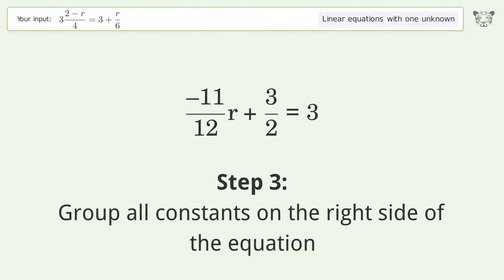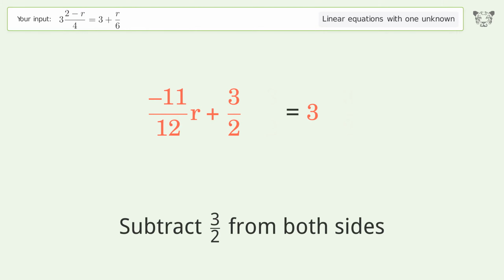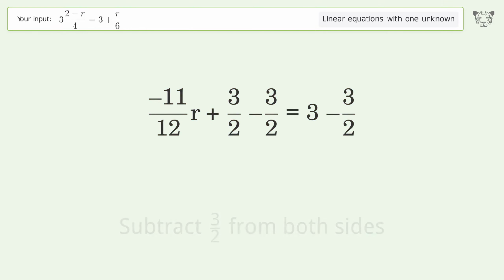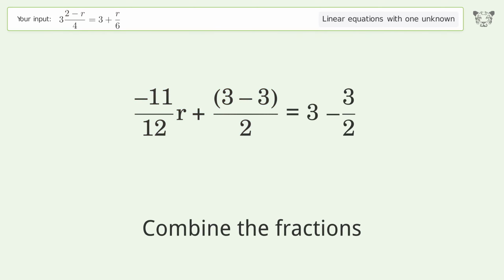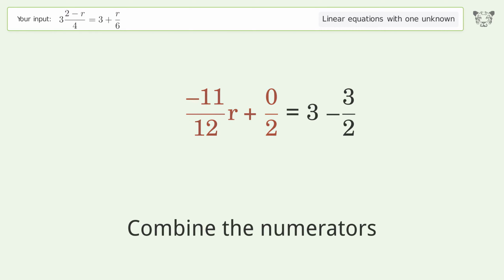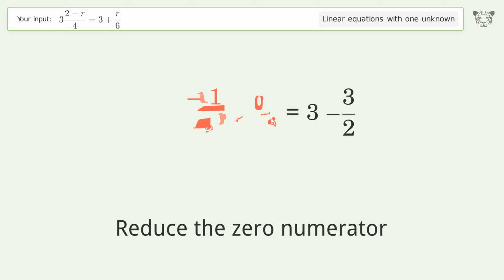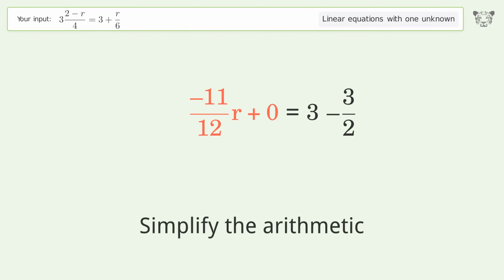Group all constants on the right side of the equation. Subtract 3 over 2 from both sides. Combine the fractions. Combine the numerators. Reduce the zero numerator. Simplify the arithmetic.